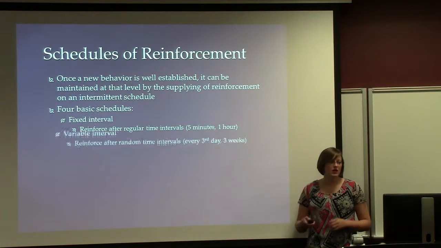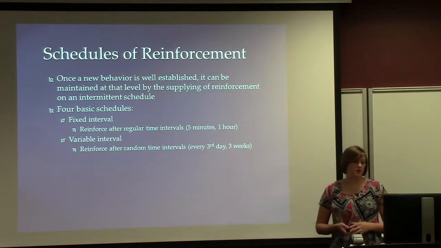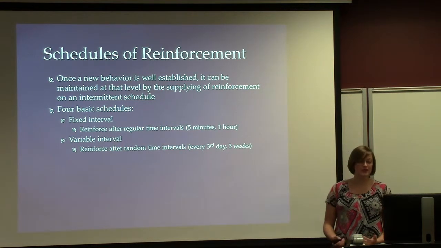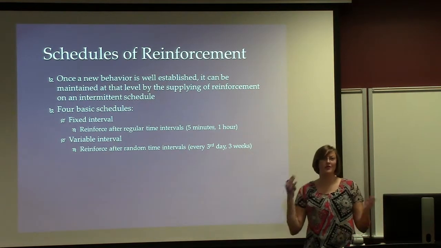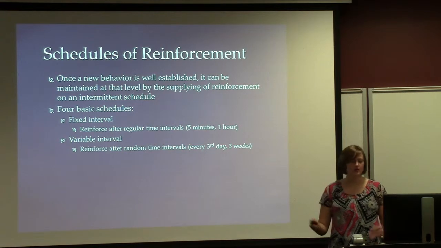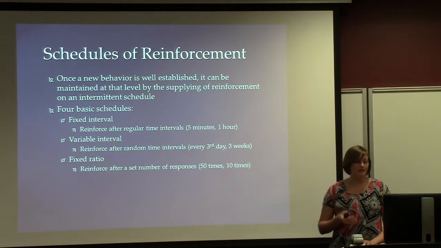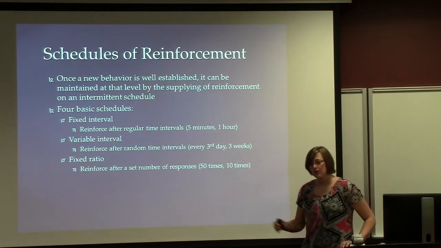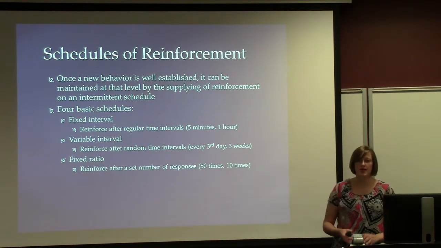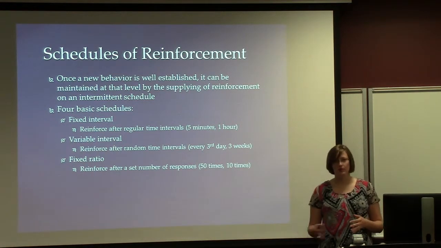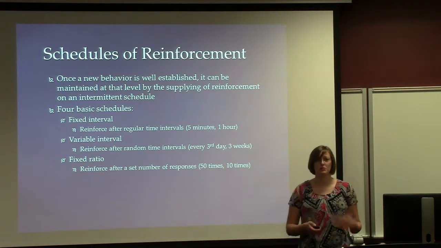The next one is variable interval. It's reinforcement after random time intervals. For example, random every third day or every 3 weeks. Fixed ratio is reinforcement after a set number of responses. So they've done a drill 10 times or 50 times, then you give them reinforcement. They do it another 10 times or another 50 times, then you give them reinforcement again.